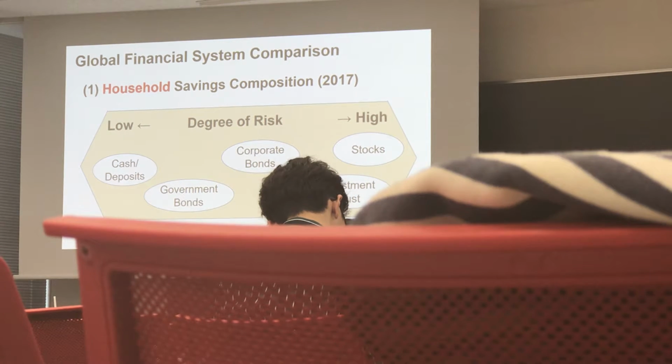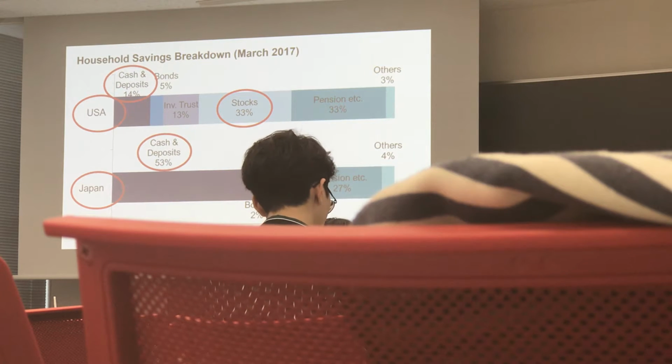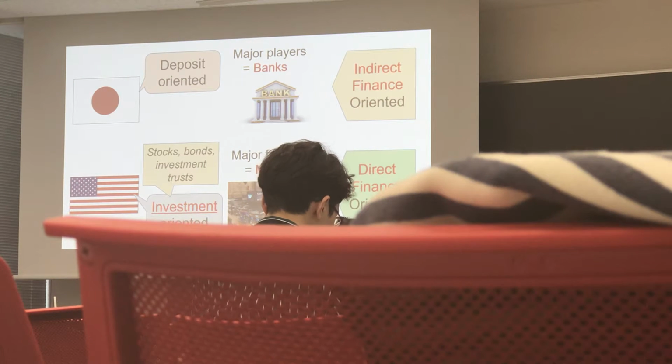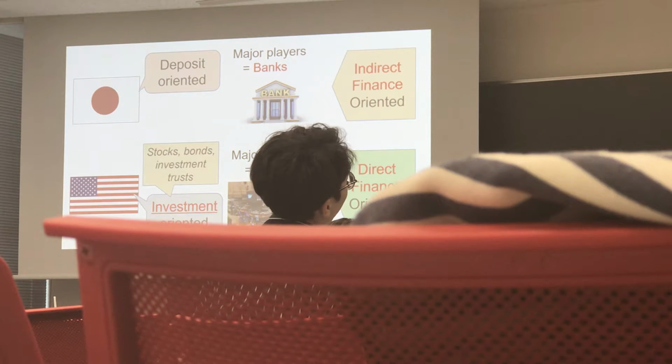Proportion of deposit was over 50% in Japan and below 15% in US, while that of stocks was under 10% in Japan and over 35% in US. And the EU stands in the middle. That is minor highlight. And C, financial product. Indirect finance equals deposits, and direct finance equals stocks, bonds, investment trusts. So that is a minor highlight.